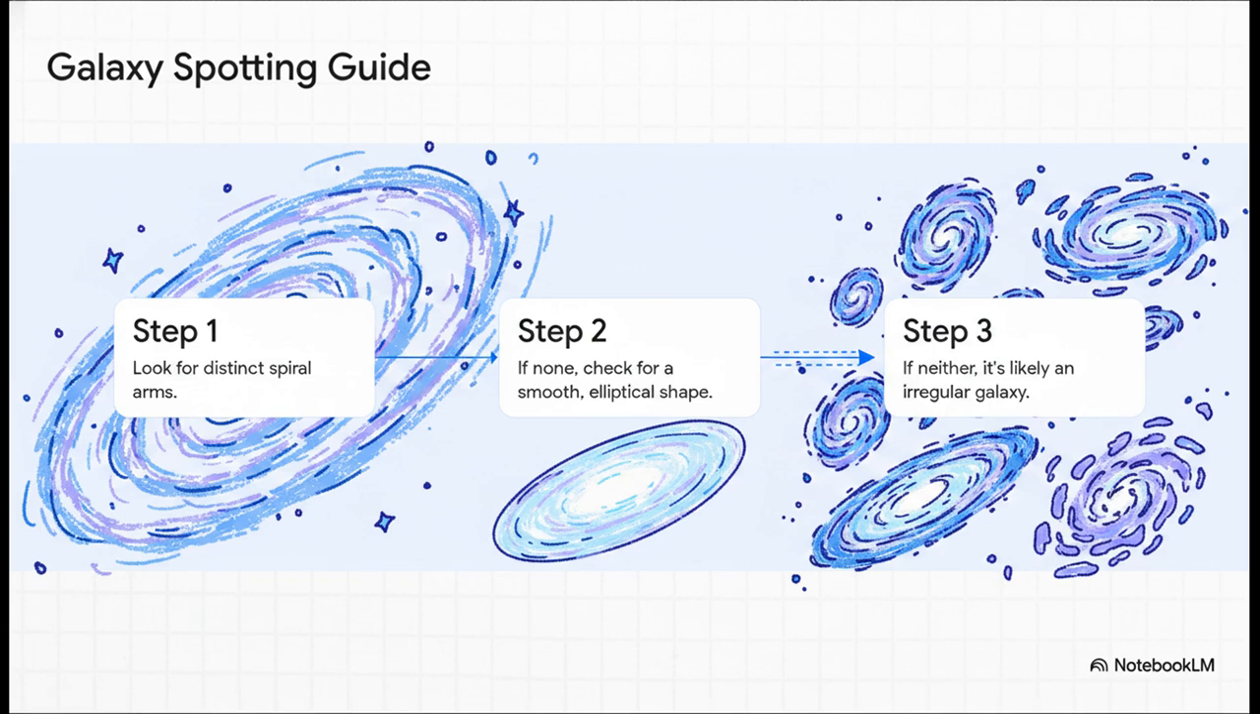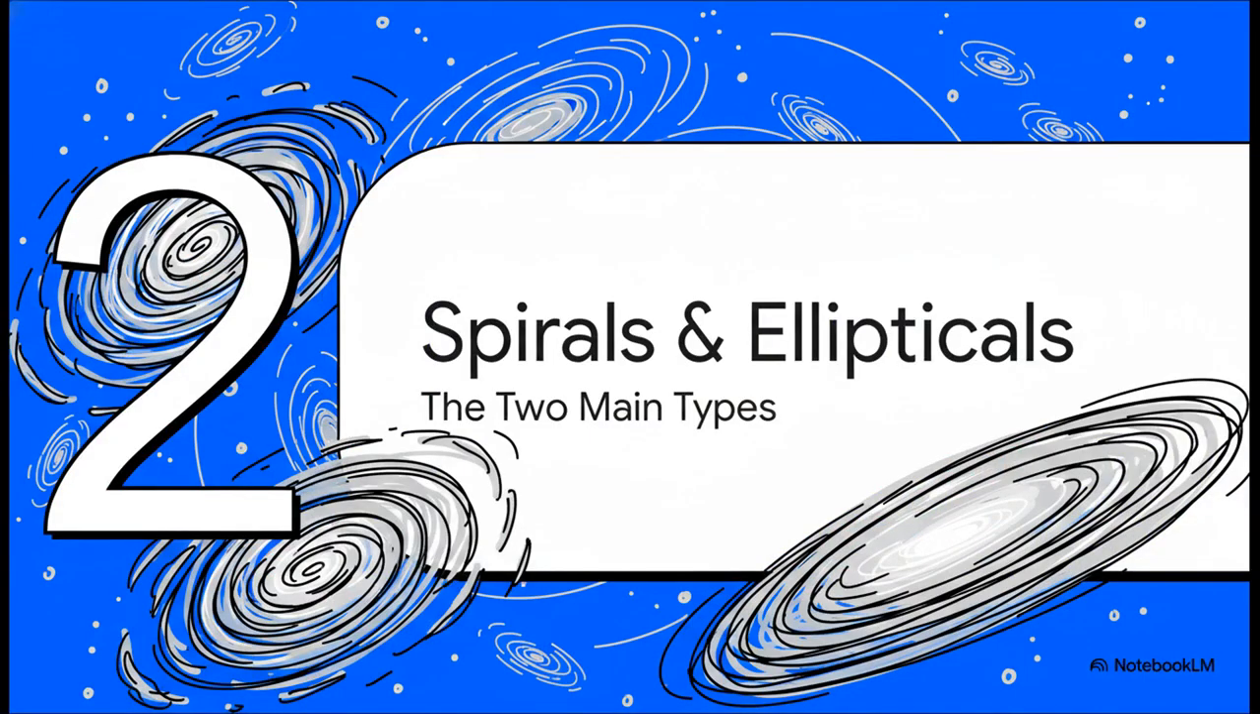First, you look for those classic, gorgeous, swirling arms. No arms? Okay, step 2. See if it's just a smooth, kind of oval-shaped blob. And if it's not one of those two, well, you've probably found yourself an irregular galaxy. It's a great starting point. So let's zoom in on the 2 big players in the galaxy world, the spirals and the ellipticals. These 2 families, they make up the huge majority of the big galaxies we see sprinkled throughout the universe.